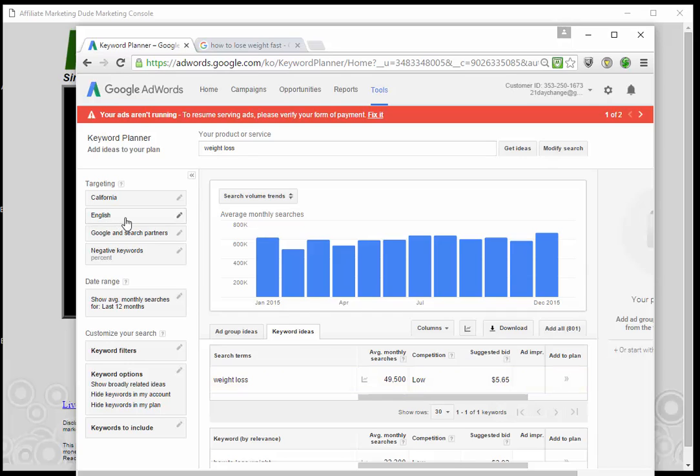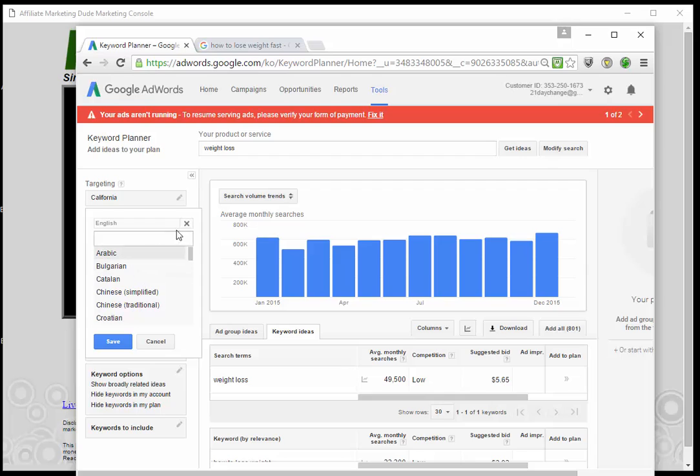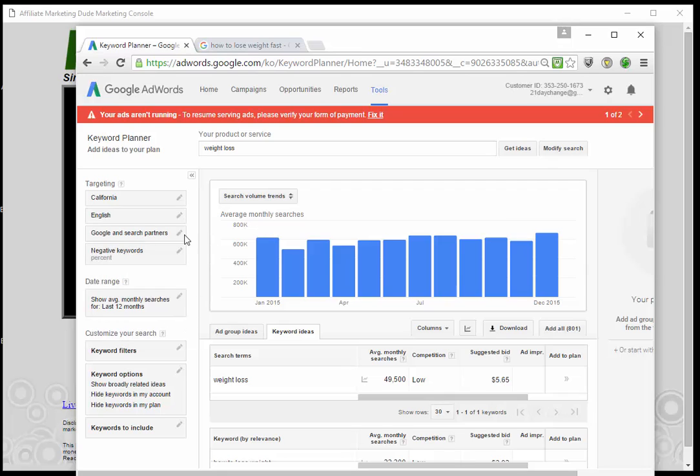Next, you're going to have your target language, which is what language these people speak and who you are going after, and it'll give you the option there. We usually just stick to English here. We have Google and search partners. This is going to show if, like, they're searching on AOL, because the results on AOL are served from Google, it'll include that.